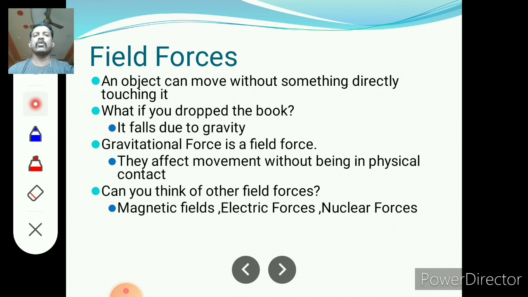Field forces: an object can move without something directly touching it. What if you drop the book? It falls due to gravity. Gravitational force is a field force. Field forces affect movement without being in physical contact. Can you think of other field forces? Magnetic field, electric forces, nuclear forces. All these are field forces.